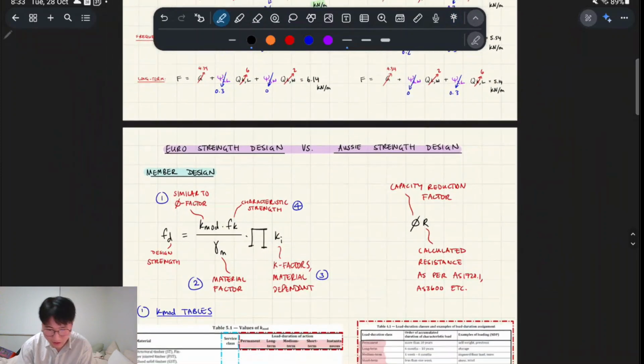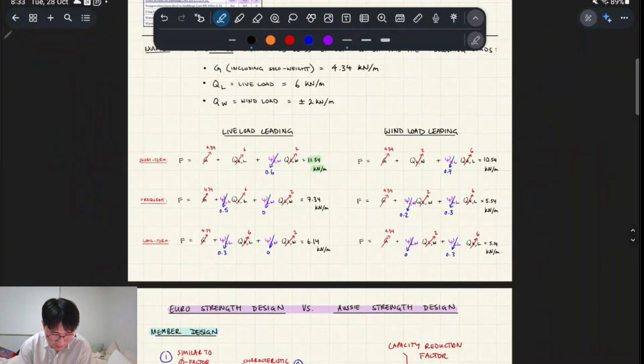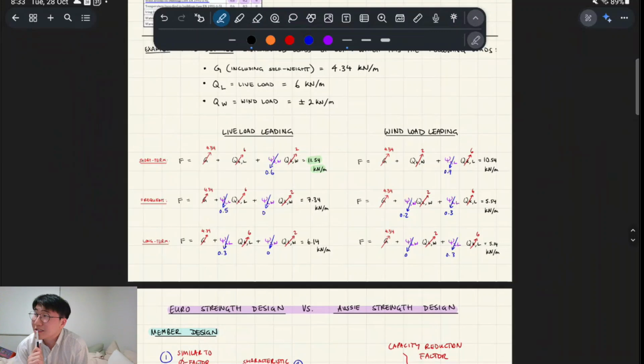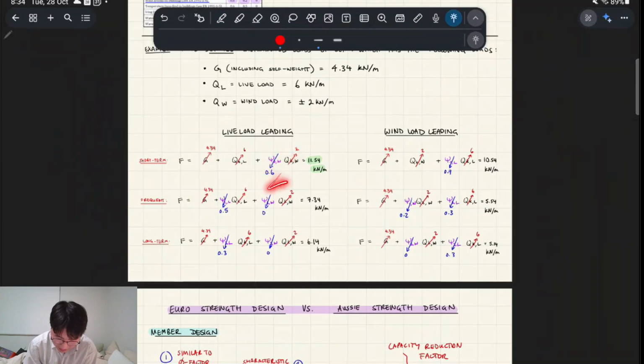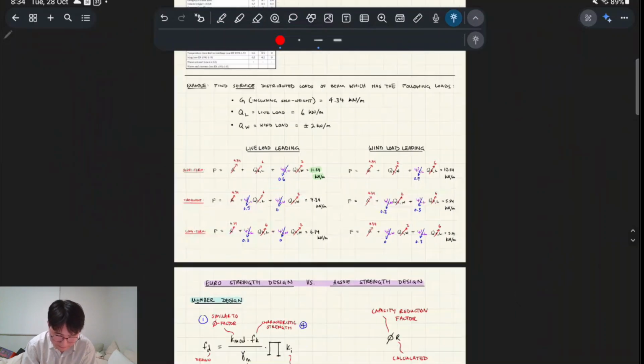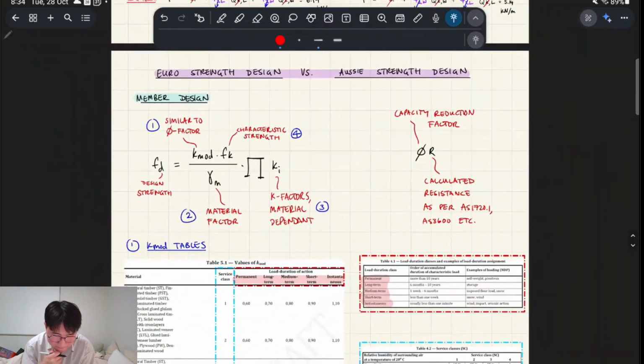Or you do your assignment on it, because I think you'll have to. Oh, but in the assignment, it's not as bad, because the assignment, I believe, is only dead load and live load. So you don't have to also check for live load leading and wind load leading, right? So in your assignment, it'll just be one set of these, and there won't be this stuff here as well. Anyway, it's still good to know though, because it might be in your exam.